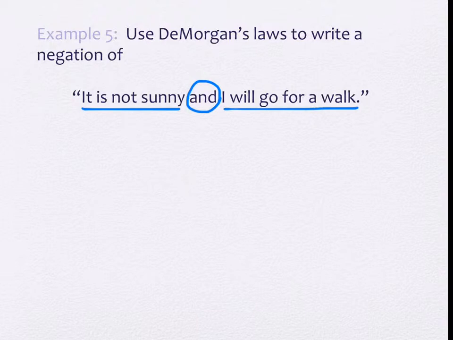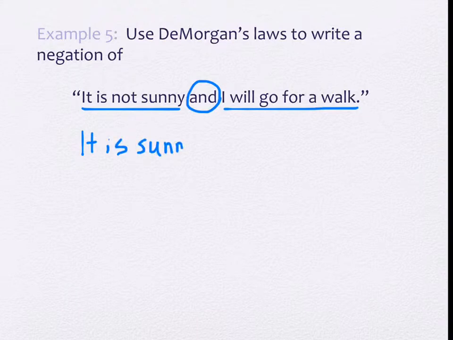Right? It is not sunny, conjunction and then I will go for a walk. Okay? So this statement right now says, it is not sunny and I will go for a walk. So this is you going out on the walk when it's cloudy outside. That's what you're doing. Agreed? Okay. We're going to change this statement now. So we're going to take the it is not sunny and we're going to write the negation of that, because that's what DeMorgan's laws do. They negate things. What is the negation of it is not sunny? It is sunny.